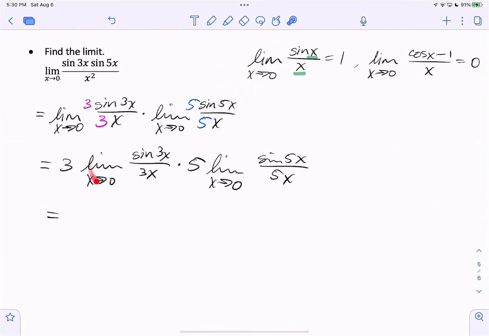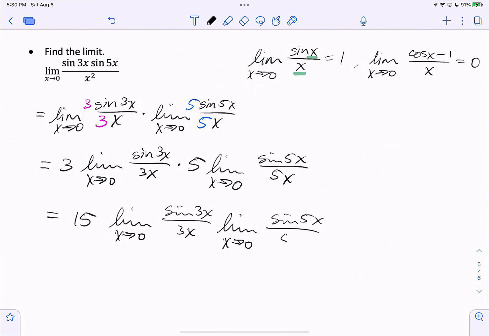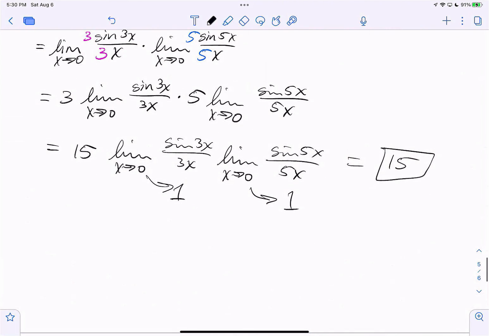The limits don't affect the 3 or the 5, so I can pull them out front entirely and call it 15. And then I have the limit as x approaches 0 of the sine of 3x over 3x times the limit as x approaches 0 of the sine of 5x over 5x. And because each of those arguments match for the individual fractions, I know that those limits both become 1. This result is 15.